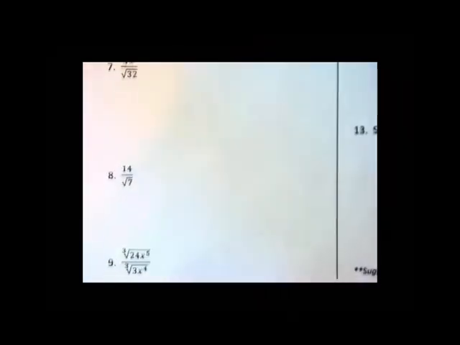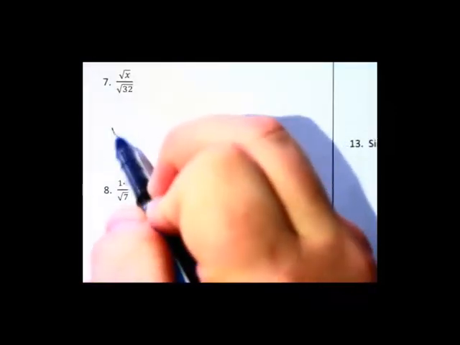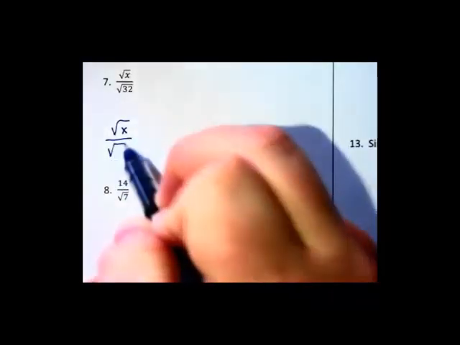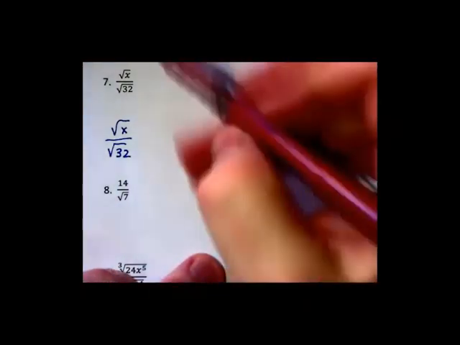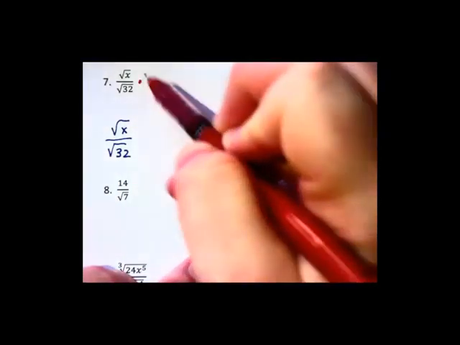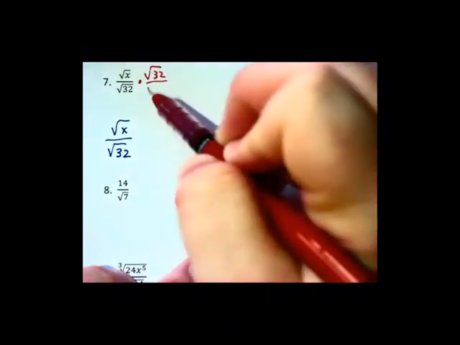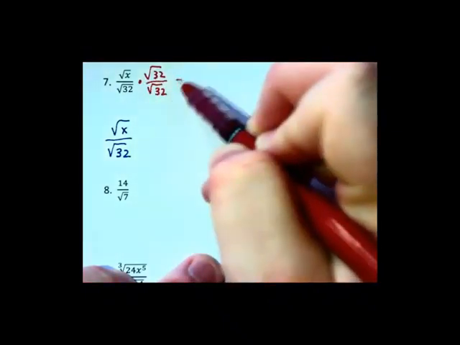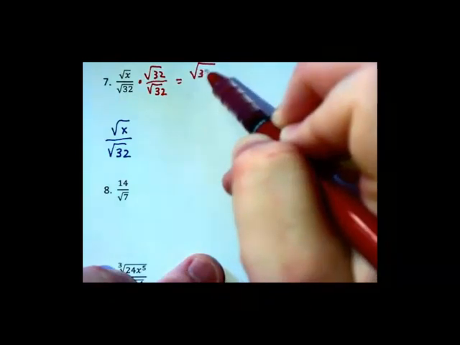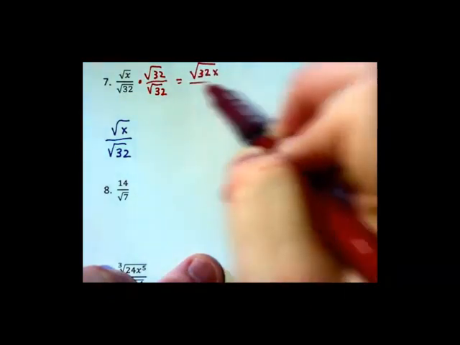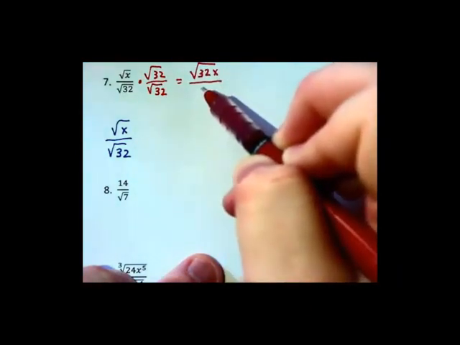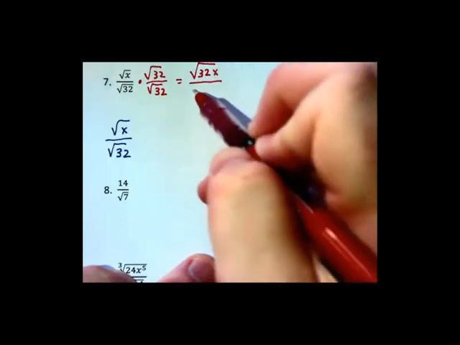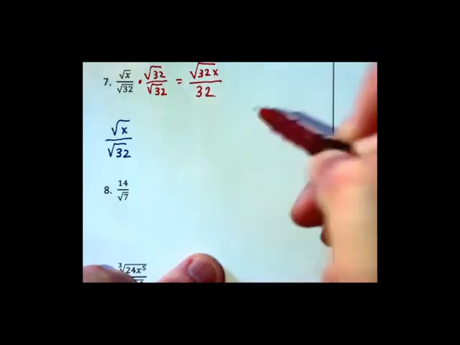Number 7, I want to do this in 2 different ways. In fact, I'm going to rewrite the problem all over again before we even start. The first way I'm going to do this, I'm going to do what we did in the last problem. I'm going to multiply by root 32 over root 32. That's going to give us the square root of 32x, and down below, root 32 times root 32 is the square root of 1024, which turns into the whole number 32.